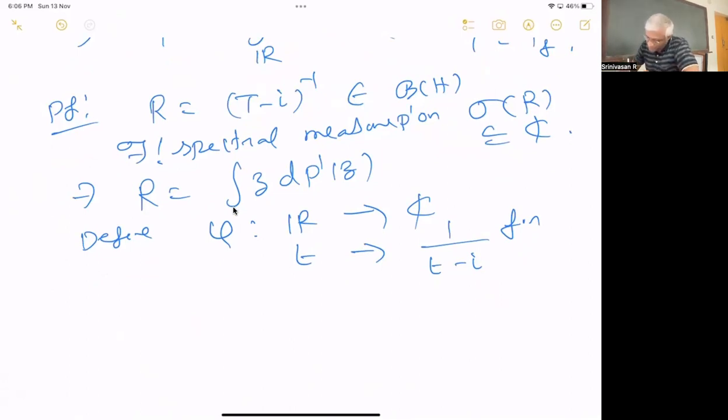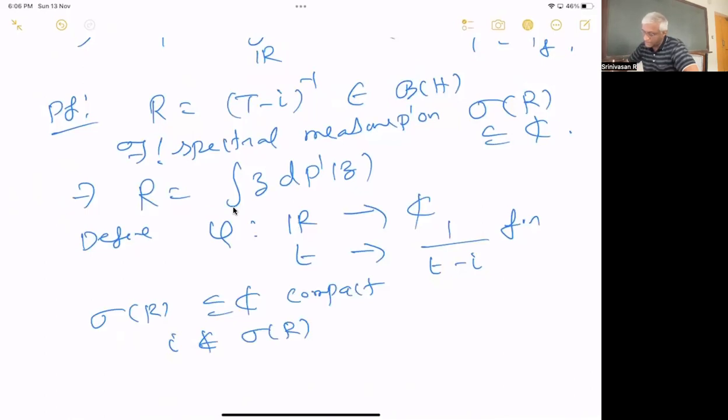Now, sigma of R is contained in C. Okay. And i is not in sigma of R. This is a compact set. Is compact. Okay. Now, i is not contained in sigma of R. This implies there exists an open set U which contains i such that U intersection sigma of R is empty.